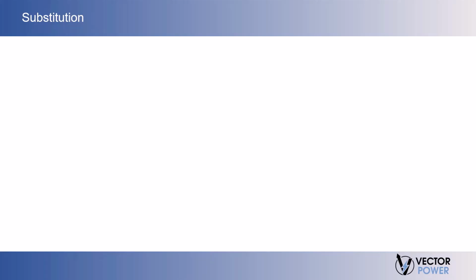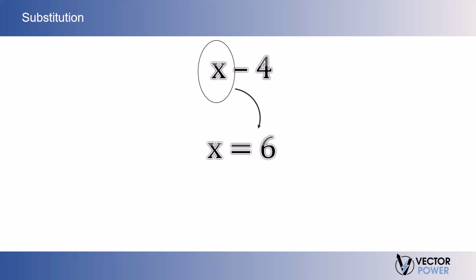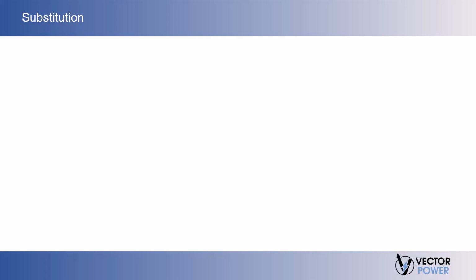All right, now let's talk about substitution. In algebra, substitution means putting numbers where the letters are. So let's say we have x minus 4, and we want to substitute a number for x. And we know that x equals 6. Then we can substitute 6 minus 4 equals 2. So, an example.